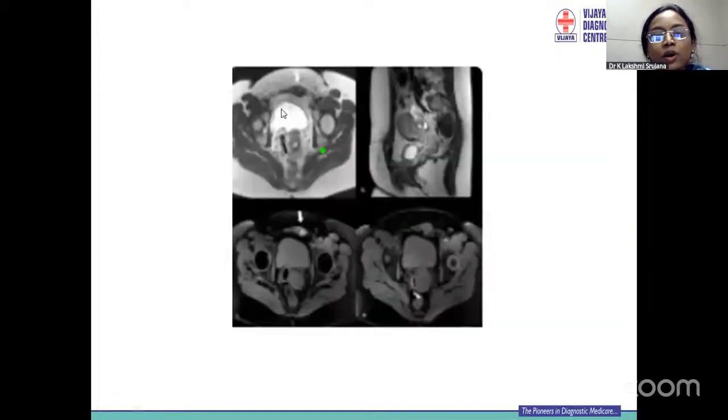Here, a small endometriotic deposit is seen posterior to the uterus, infiltrating the uterus. And it is another case showing a similar implant in the rectouterine pouch.